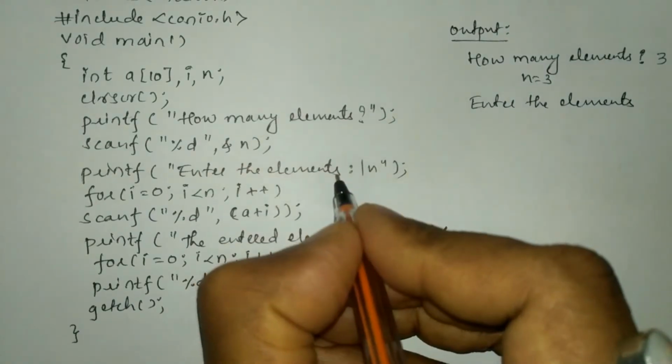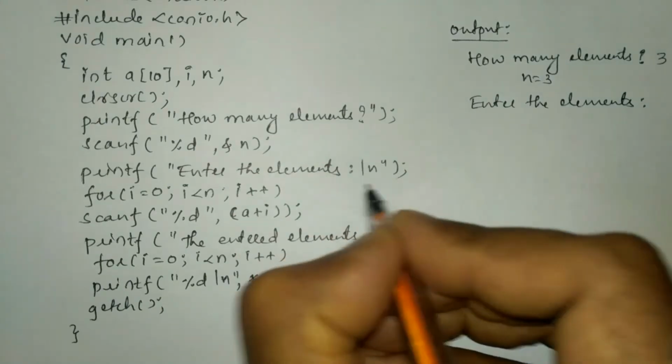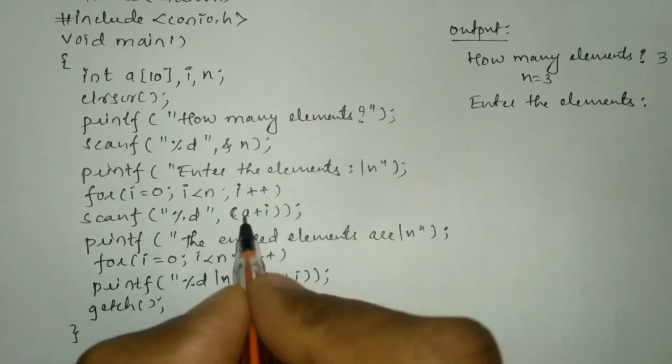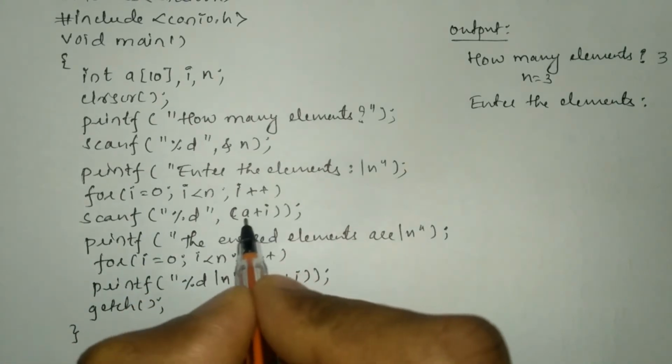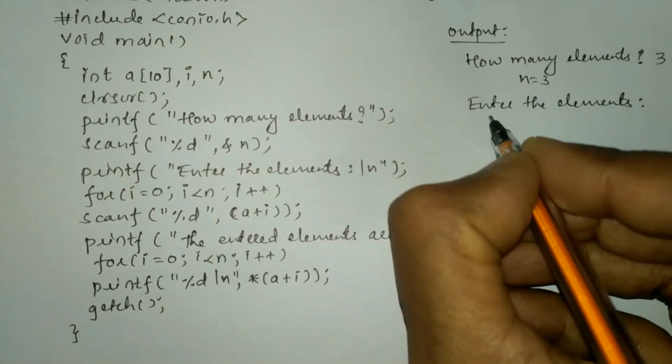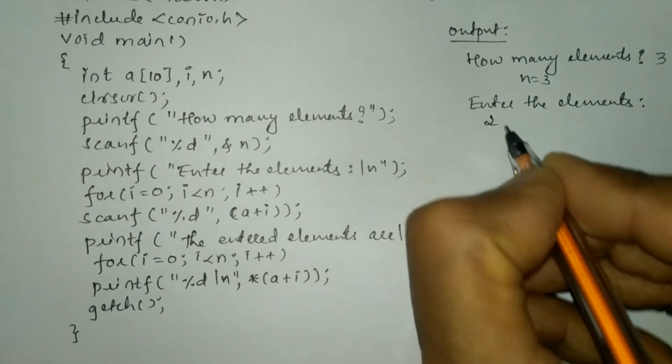Just because of this \n, the cursor comes down to the next line, and for i is equal to 0, a plus i means what? a of i. So for the first element, the index number is 0. So here for example, I'm going to enter the number 2.